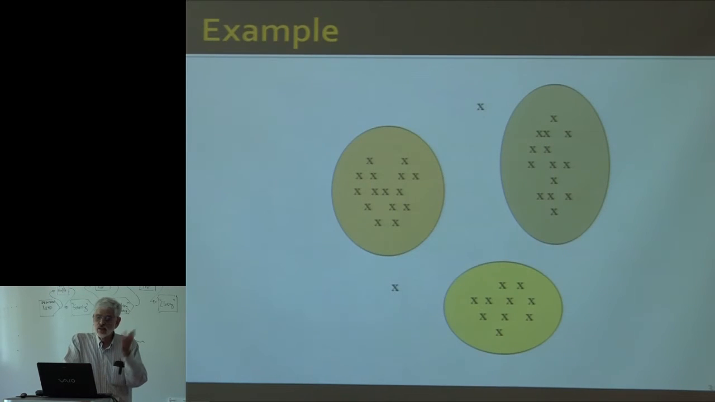So here's what you hope clustering looks like. You've got points in some space, and there are a lot of points that are nearby, and they form a cluster, and other points that are near to each other but far from the other points, and they form a cluster, and maybe there are a couple of outliers that don't really belong to any cluster.